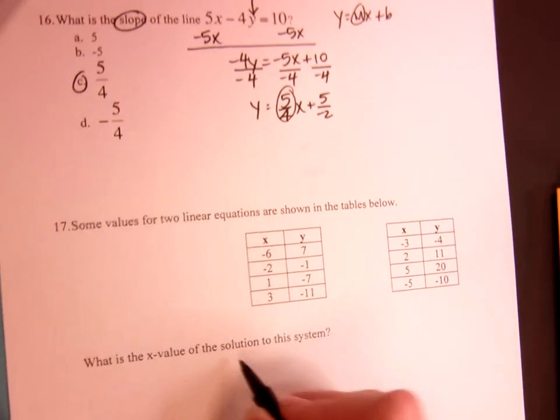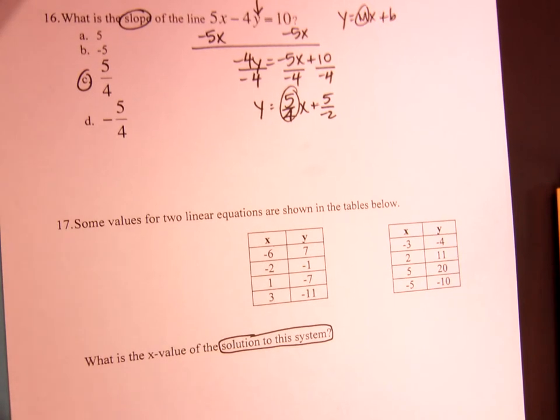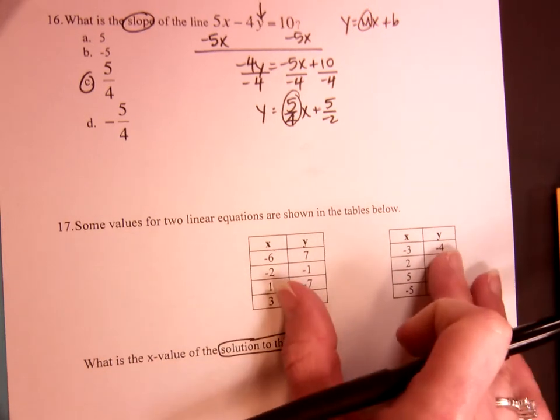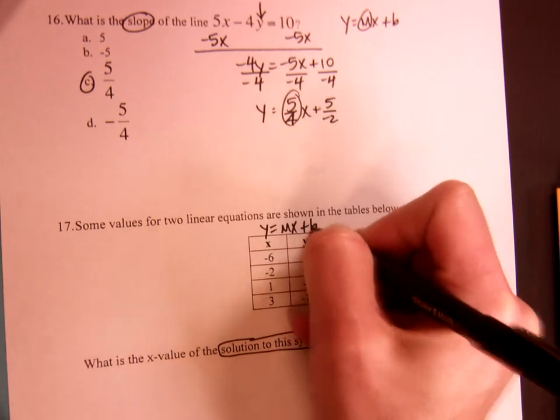And the last one, we're trying to find the solution to the system. Remember that there's 3 ways to find the solution to a system: graphing, substitution, and elimination. The problem is we don't have any equations. So if we look at it, it says some values for 2 linear equations are shown in the table. So what we have to do is make an equation out of each table.